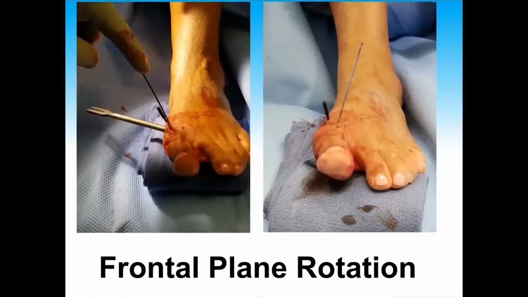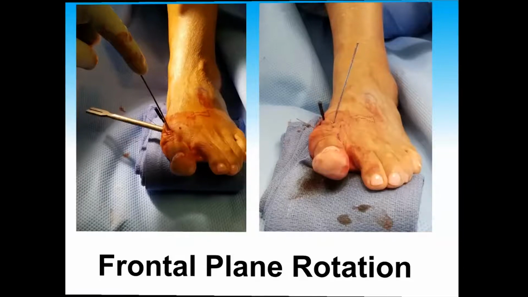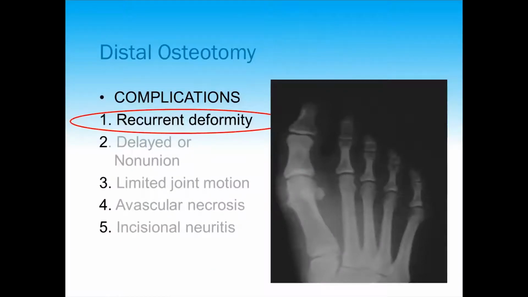Also, frontal plane rotation is important, and with an osteotomy that I'm going to show you, the transverse osteotomy of the metatarsal, if you do a distal transverse osteotomy, you can rotate the capital fragment and correct your sesamoid position that way, with derotating plus your translation. So this is a powerful osteotomy.